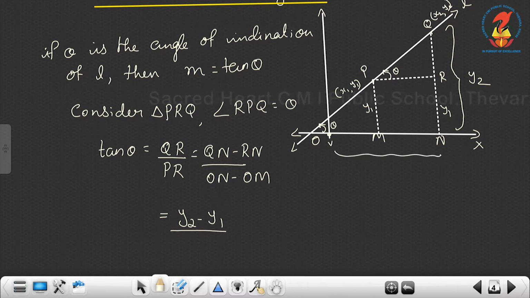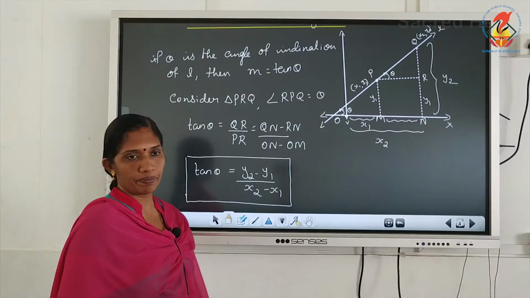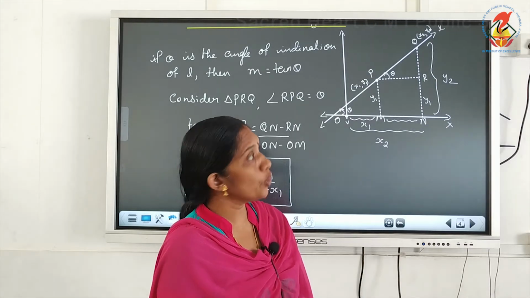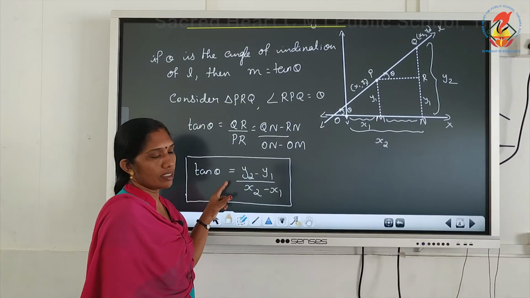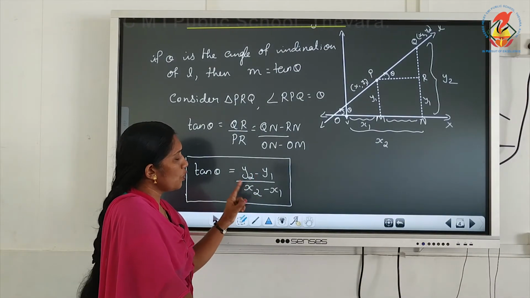O to N, this x coordinate is x2, and M N is from here to M, no, O M. O M is x1. So O N minus O M is x2 minus x1, that is tan theta. Okay, so this is another result for finding the slope. If a line passes through two points (x1, y1) and (x2, y2), then the slope of the line is defined as y2 minus y1 by x2 minus x1.